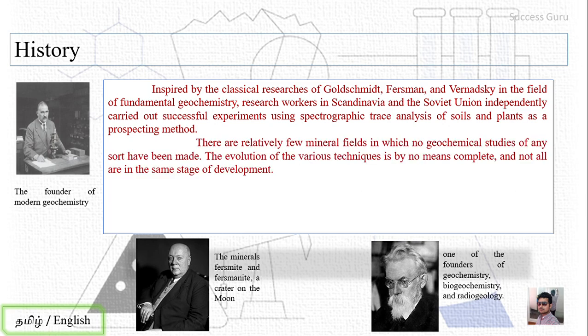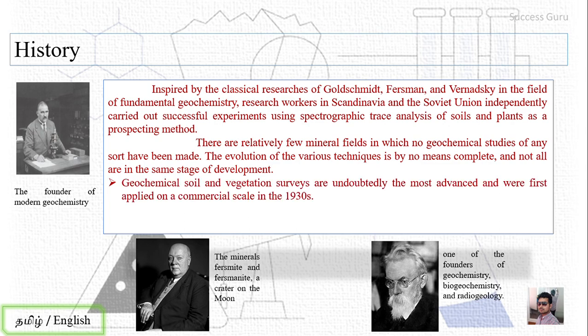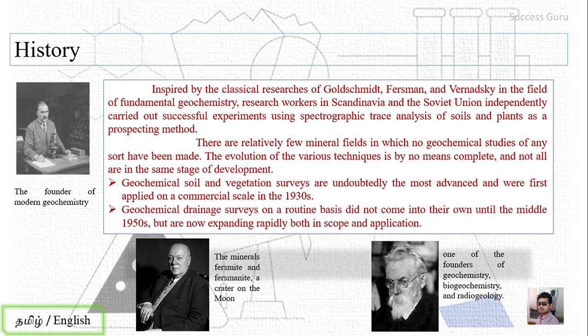There are relatively few mineral fields in which no geochemical study of any sort has been made. The evaluation of the various techniques is by no means complete and not all are in the same stage of development. Geochemical soil and vegetation surveys are undoubtedly the most advanced and were first applied on a commercial scale in the 1930s itself. And geochemical drainage surveys on a routine basis did not come into their own until the mid 1950s, but are now expanding rapidly both in scope as well as in application. So let us see one after the other.